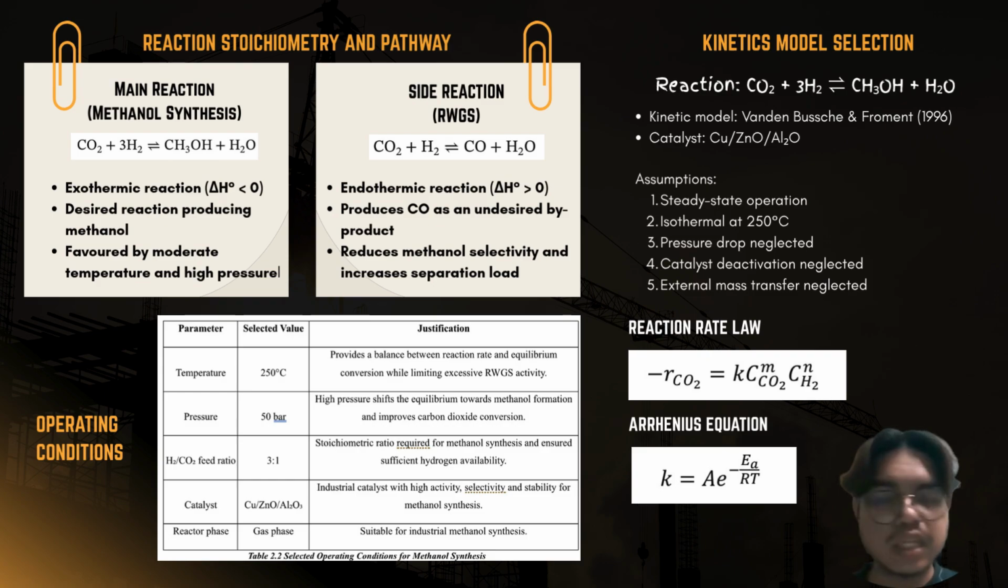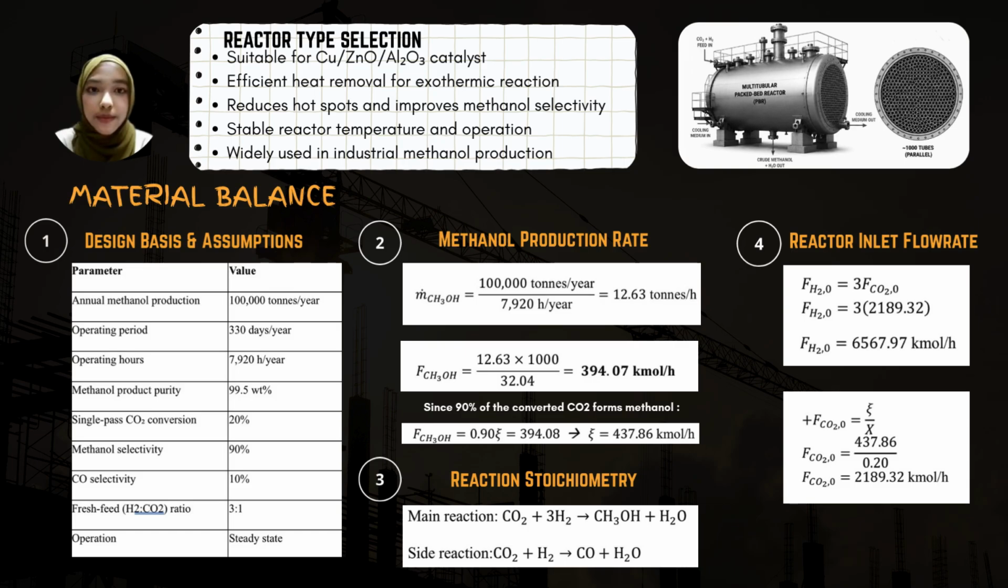So for the reactor sizing, we adopted the Vanden Bussche and Froment kinetics model, utilizing a copper, zinc oxide, and alumina catalyst. We assume steady state and isothermal gas phase operation without pressure drop, which allows us to accurately apply standard gas laws. Now let's go to the material balance part.